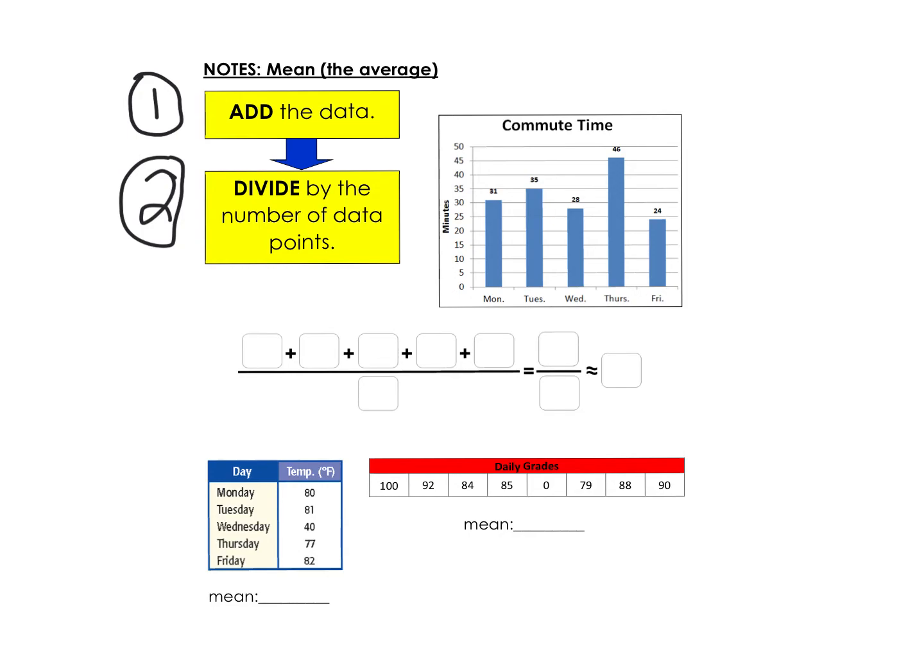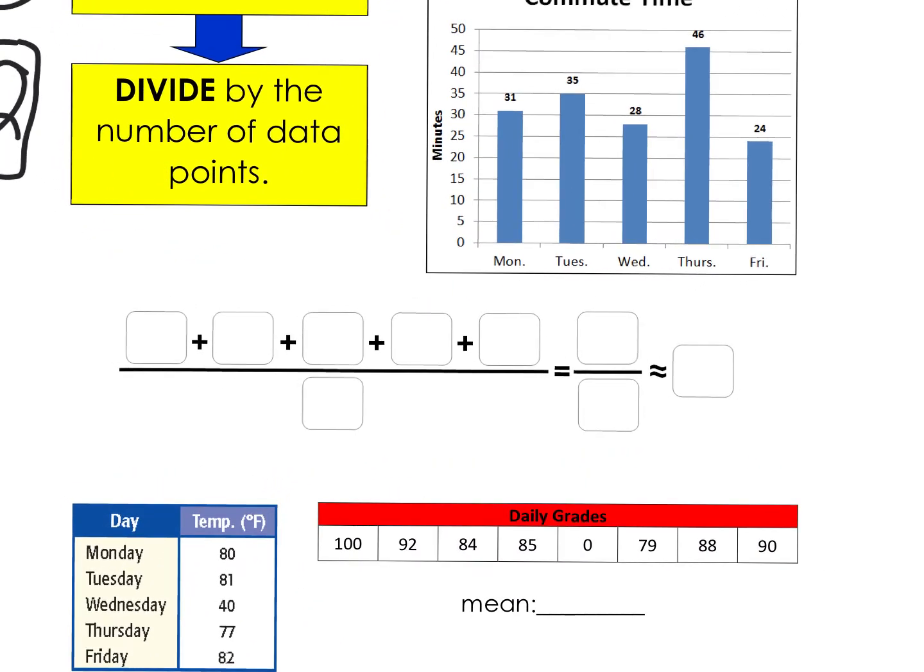All right, so let's go ahead and do our first step. So we're going to add. When looking at a graph, I want to add these numbers that are on top of the bars here. So I'm going to go ahead and put those in. I'm going to add 31, I'm going to add 35, I'm going to add 28, 46, and 24.